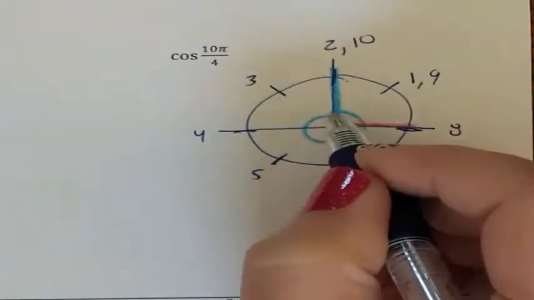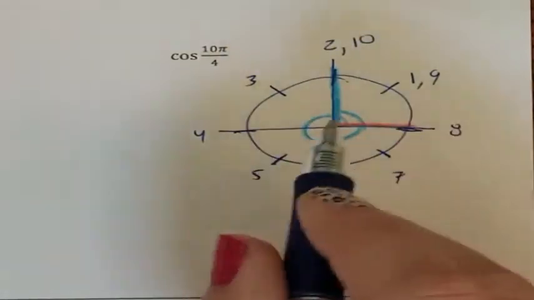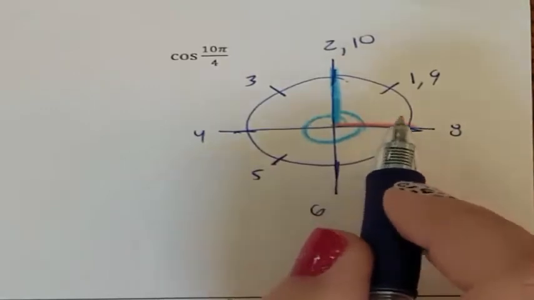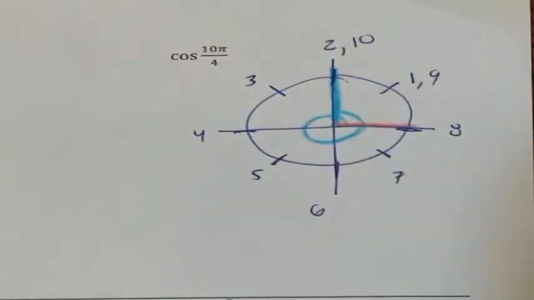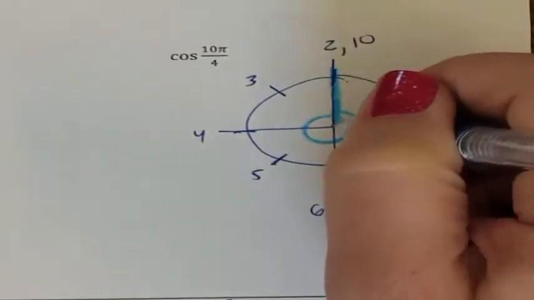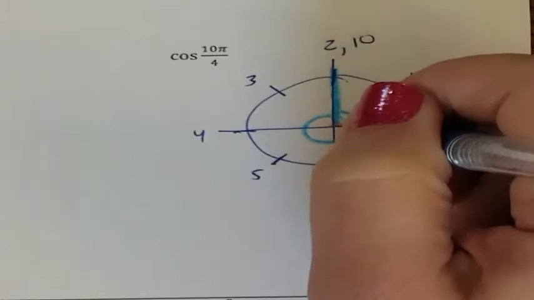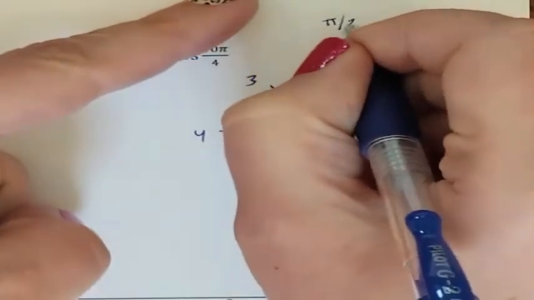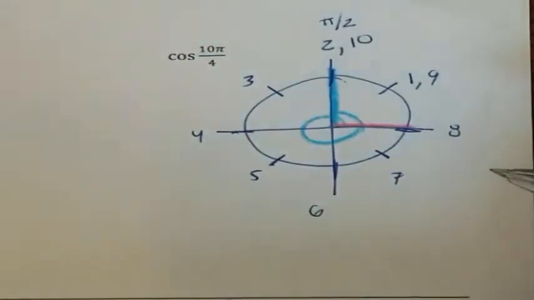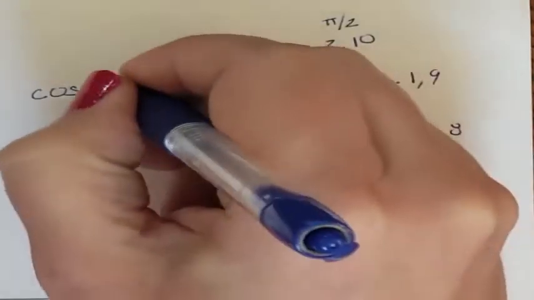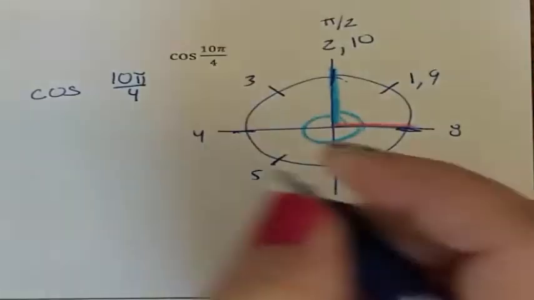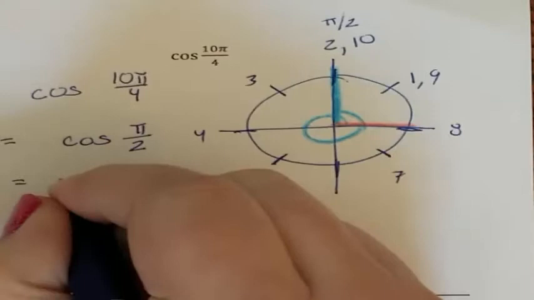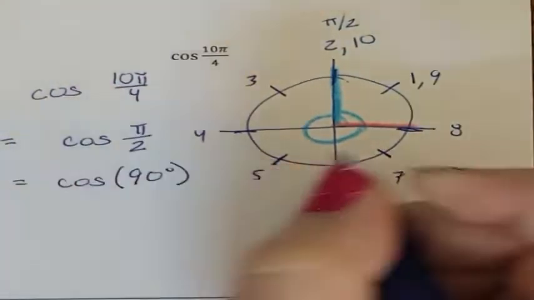Now I need to figure out where I am in terms of the closest x-axis. I'm just as close to this x-axis over here as I am to this x-axis over here, so I can't really do a reference angle. If I just look at this line on the unit circle, this axis is the same as pi halves. So we're going to use the reference angle pi halves. So I have 10 pi over 4, which is the same as pi halves, which is actually the same as 90 degrees.